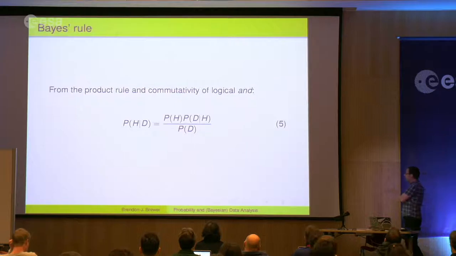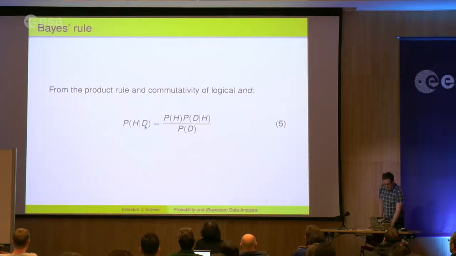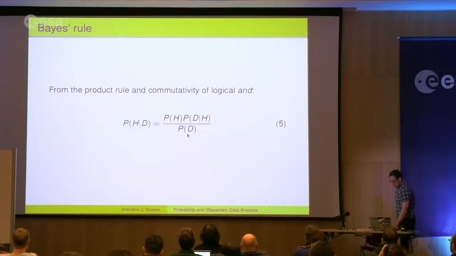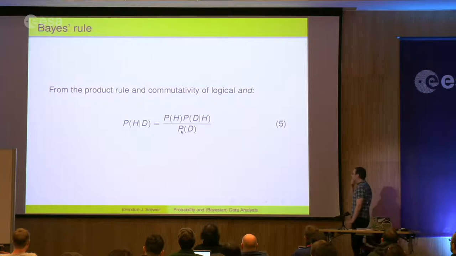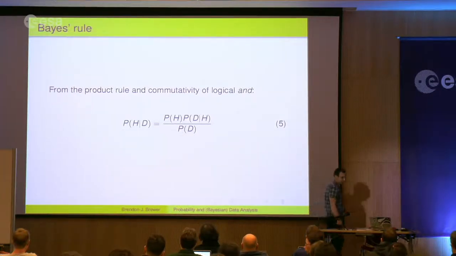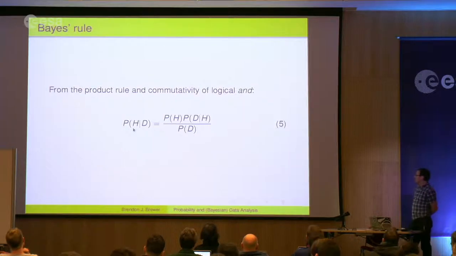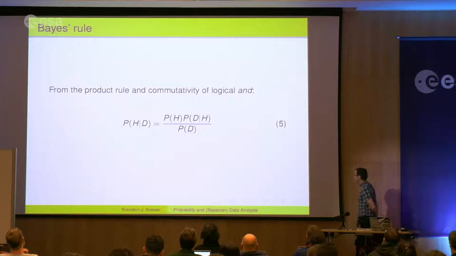But when you do that, you get Bayes' rule, which says that the probability of some statement h given some statement d is the probability of h times the probability of d given h, divided by the probability of d. The reason for choosing h and d as the two letters for these statements is that h stands for a hypothesis and d stands for data.